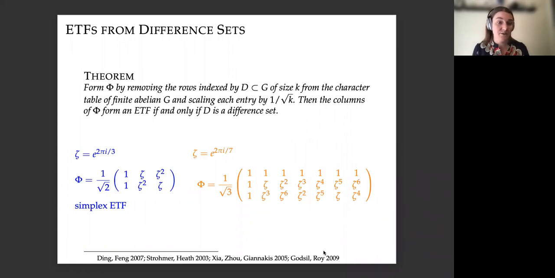So two examples: if we look on the left, we take this very trivial difference set that was just, hey, let's just throw out 0 from the cyclic group of order 3. Then we look at that character table and appropriately scale so we get unit vectors, and this forms an equiangular type frame that we call a simplex ETF, because there's one more vector than the dimension to span. And we do the same thing with that first non-trivial difference set of 3 elements in the cyclic group of order 7. And this gives a set of 7 vectors in C^3.